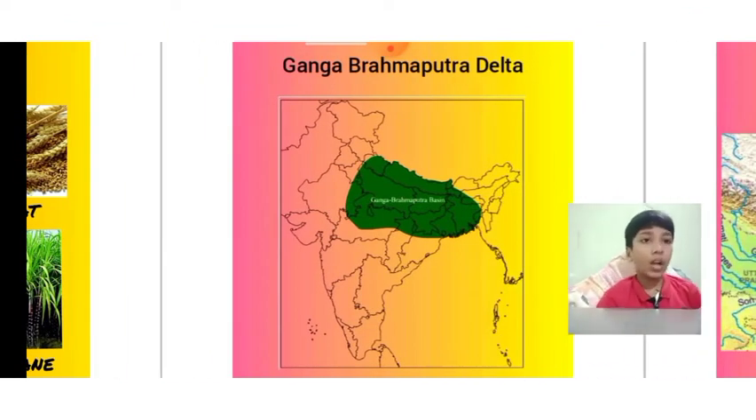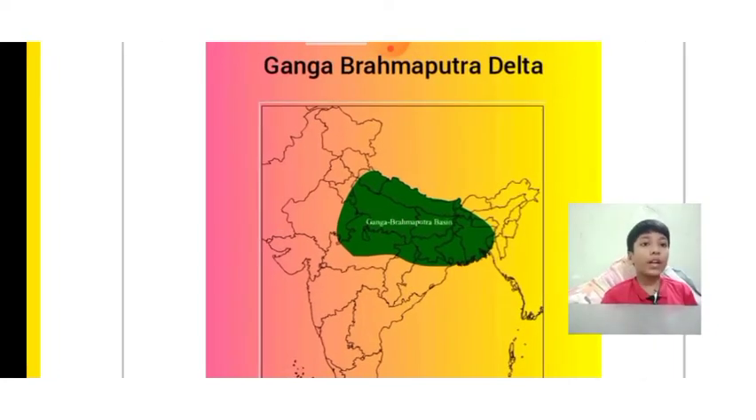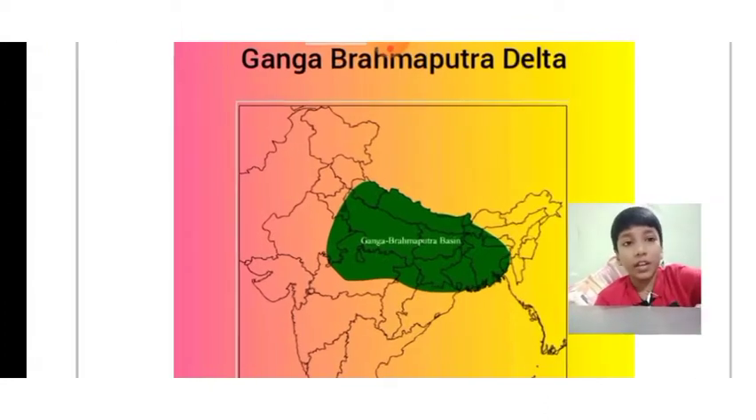Next we'll see about the Ganga Brahmaputra Delta. You might have a question, what does delta mean? Delta is a triangular shaped land in which a river and its branches will water the area, that is called delta. The Ganga Brahmaputra Delta is the largest delta in the world. This greenish area I have shown is the Ganga Brahmaputra basin.